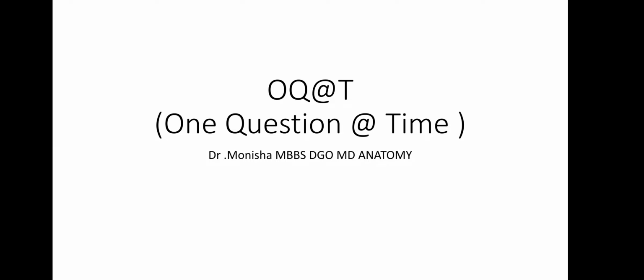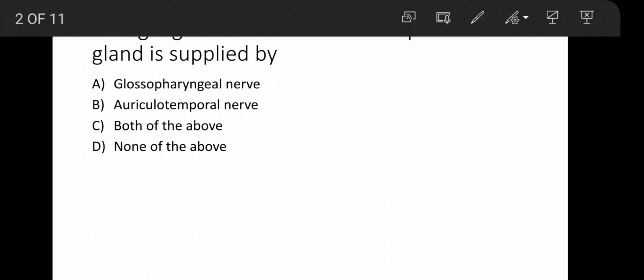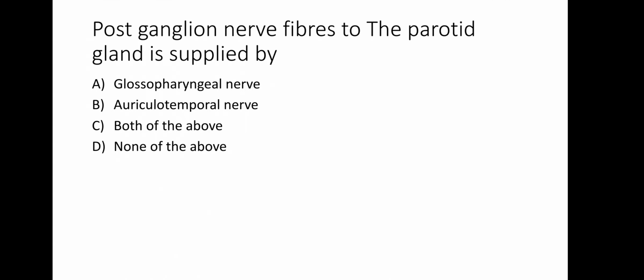Welcome to the One Question at a Time series, where we'll be discussing only one question within a short span of time. We'll go on to the question. Postganglionic nerve fibers to the parotid gland is supplied by.